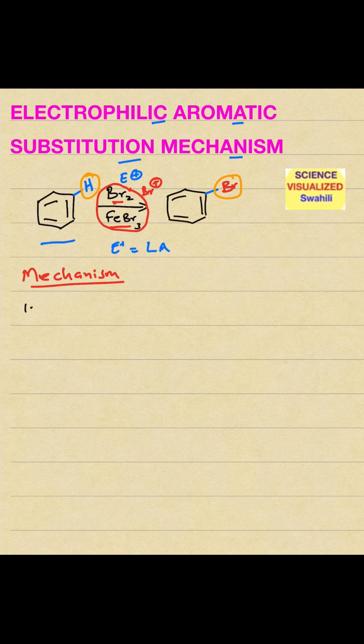Step number 1 is a reaction between bromine, which is Br2, and FeBr3, which is a Lewis acid. What happens is that the bond between bromine and bromine breaks, and the electrons go to one of the Br, which then attaches itself to FeBr3. So you end up with FeBr4 minus, because of those two electrons.